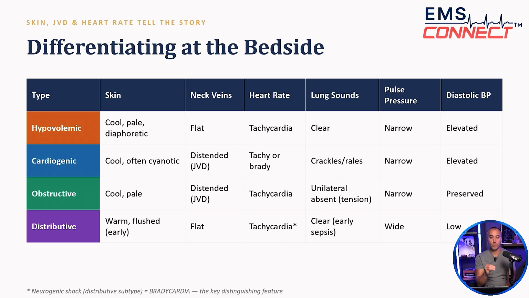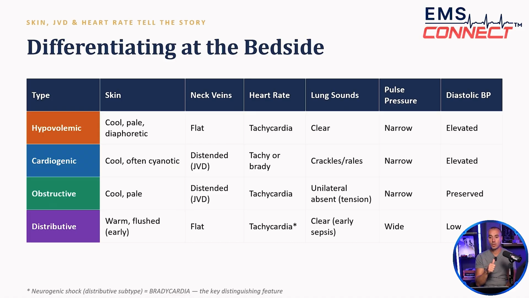For cardiogenic, cool, often cyanotic, often have JVD, so distended jugular venous distension. They can have an increased or low heart rate, depending on. If this is left-sided heart failure, you can have fluid in the lungs, so you can hear that fluid with crackles or rales. Pulse pressure, again, should be narrow because that vascular tone is not the problem. They should be able to raise that diastole, and their diastolic blood pressure is elevated.